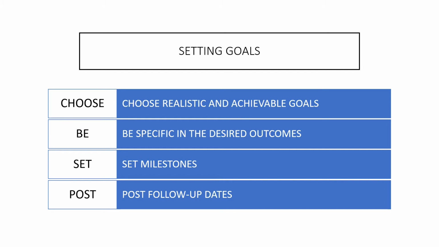So let's make sure that our goals are realistic and achievable. Let's also be very specific in what we want. Just because we want to make $1 million in month one doesn't mean it's realistic. Let's also be specific on what the expectation is.